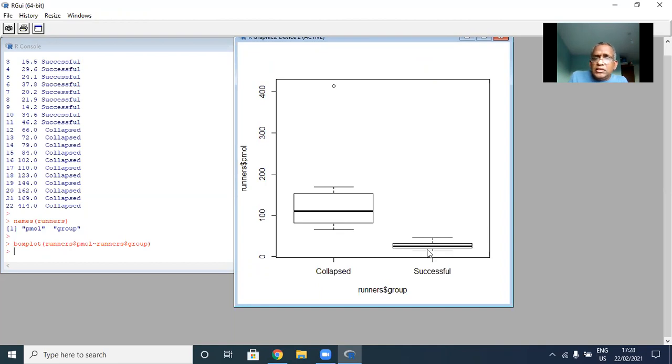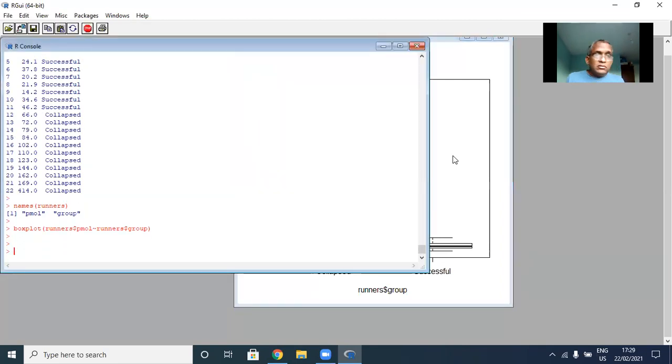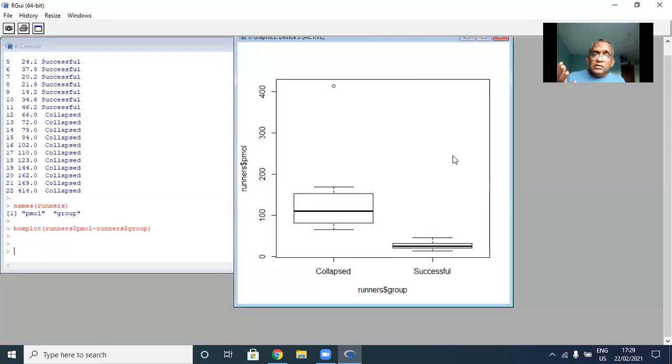And the concentration values for the successful group are much smaller. And also the variabilities are very different. The variabilities for the collapsed group are a lot bigger compared to the variability for the successful group, right? All right, so that's the beauty of being able to draw a histogram, to be able to draw a box plot. It tells you a lot about how the two different levels, so the groups, differ.